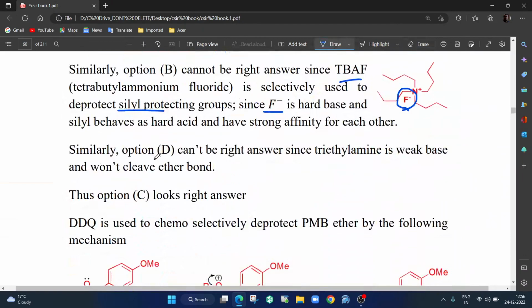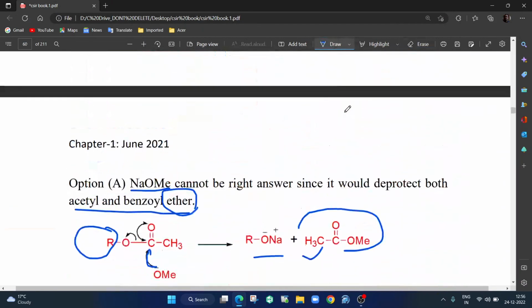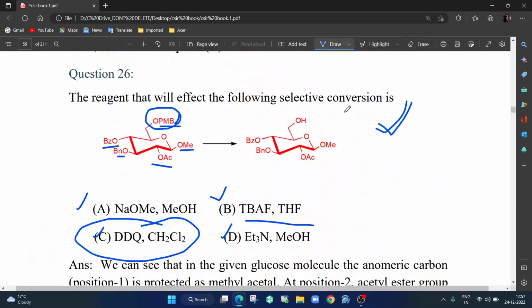So let us leave that. Let us look at option D. Option D is triethylamine, you can see this NEt3. Now, it is a weak base. Not very weak, but yeah, it is a weak base.